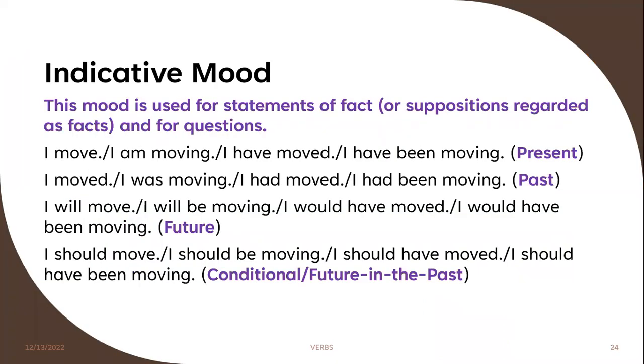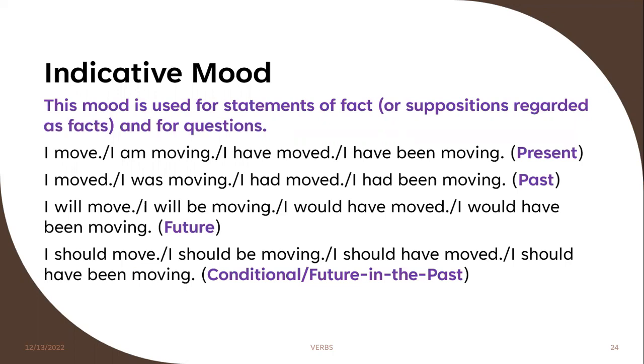So indicative mood is used for statements of fact or suppositions regarded as facts and for questions. The following sentences are in the order simple present tense, continuous tense, perfect tense, and perfect continuous tense. So here we have, I move, I am moving, I have moved, I have been moving. I moved, I was moving, I had moved, I had been moving. I will move, I will be moving, I would have moved, I would have been moving. I should move, I should be moving, I should have moved, I should have been moving.